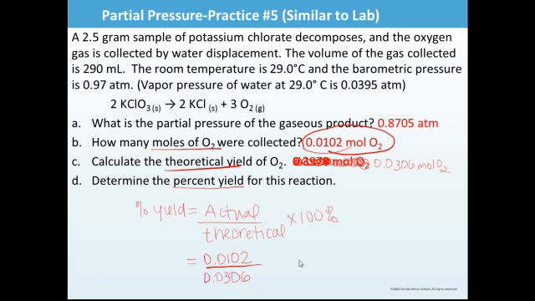Now just remember, in the lab, a lot of times things go awry. You don't always make everything you were supposed to. There's human error, there's instrument error, things like that. So when we do this, 0.0102 divided by 0.0306, multiply by 100, and you will get an answer of approximately 33.3%. In the lab, your percent yield will be close to 100%.